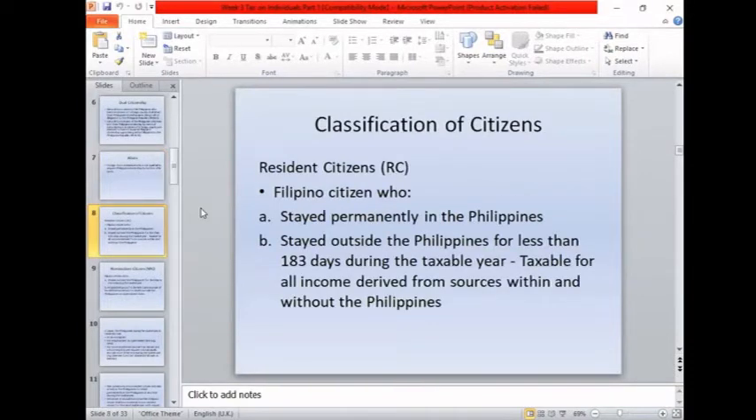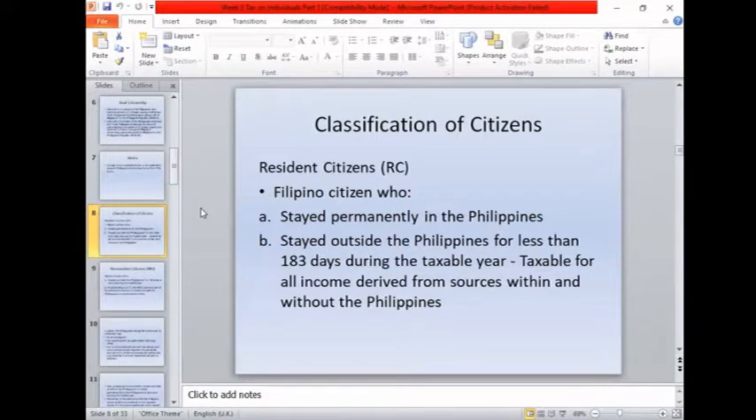So aliens. Citizens have also two classifications. Okay? So the first one, this is the sub-classification of a citizen. The first one is a resident citizen. A resident citizen is a Filipino citizen who is born in the Philippines and stays permanently in the Philippines. And resident citizens, these are the Filipinos born here who also stay outside the Philippines for less than 183 days, or less than 6 months during the taxable year.